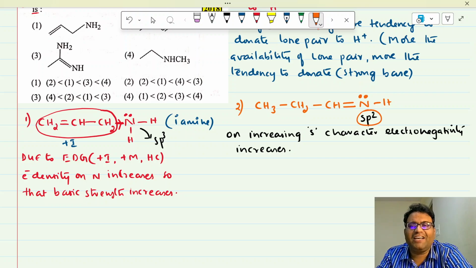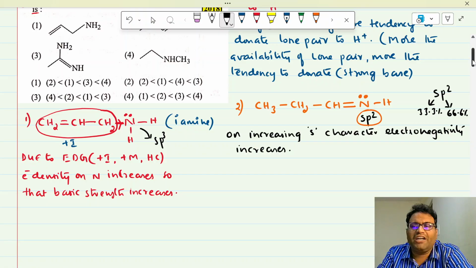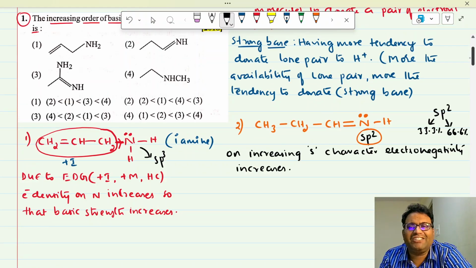The more the s character. Here in sp2 hybridization, what is the s character? S character is 33.3%, whereas p character is 66.6%. So more the s character, more the electronegativity, more the tendency to hold the pair of electrons. More the tendency to hold the pair of electrons, less the tendency to donate. Less the tendency to donate, less basic it is. Understood? It will be less basic. So when compared to 1, 2 is less basic because nitrogen here is undergoing sp2 hybridization.